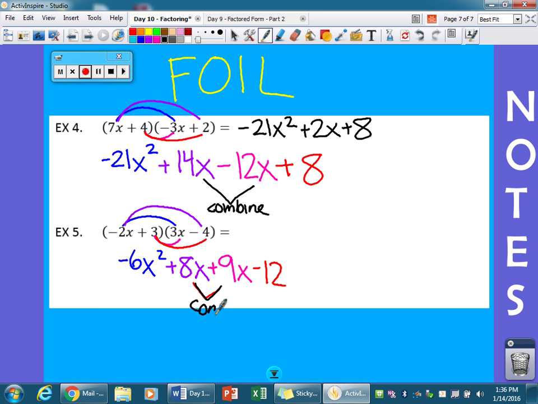Combine the middle parts, because they're both x's, they're like terms. So I have negative 6x squared, an 8x plus a 9x gives me a 17x, and then minus 12. And there's your final answer. Notice what we're doing with FOIL. We're taking this first term and we're multiplying it by both of these. We're taking this term and we're multiplying it by both of these over here, both terms over there. Again, it's everything being multiplied together. Everything from the left parentheses being multiplied to the right, and vice versa.